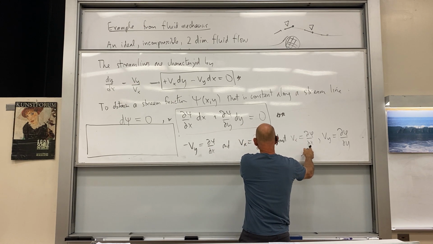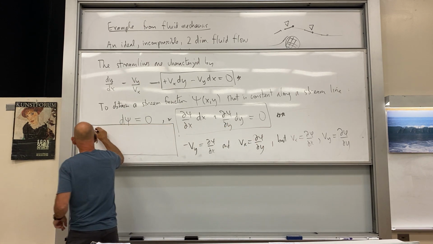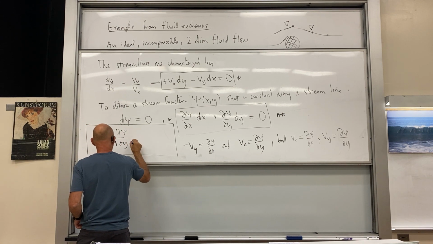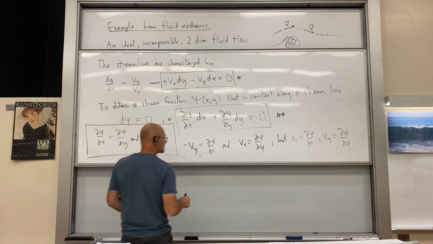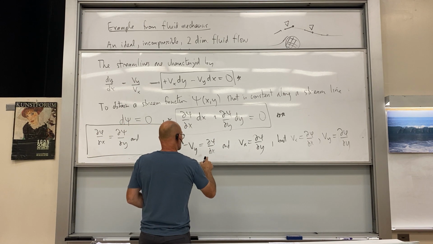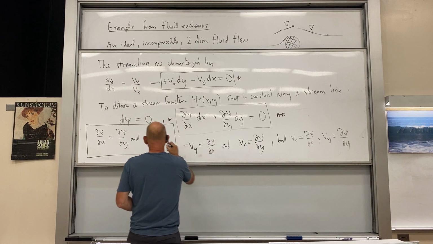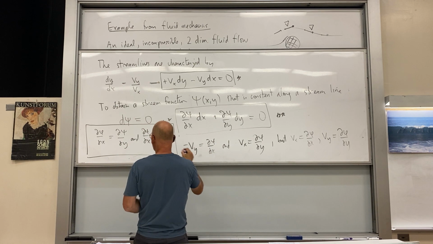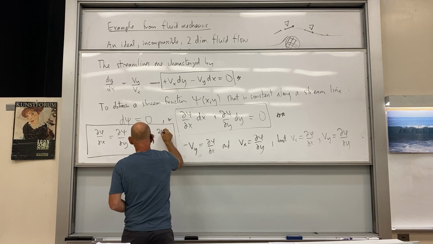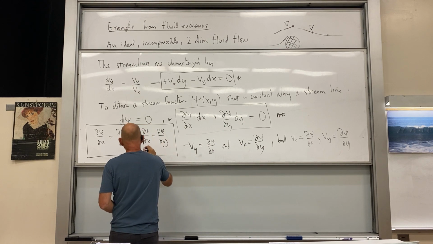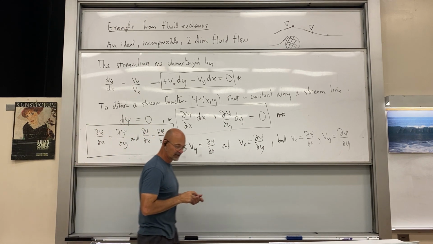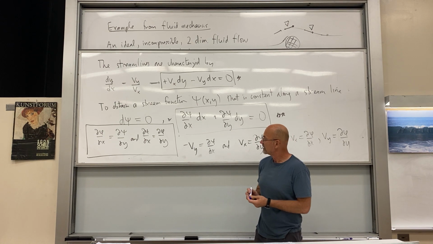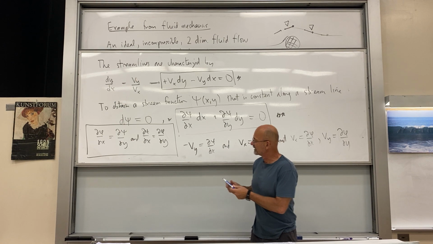d phi dx is equal to dC dy, and the other one, dC dx is equal to minus d phi dy. So let's put a box around those. Make sure we got them right. Yes.